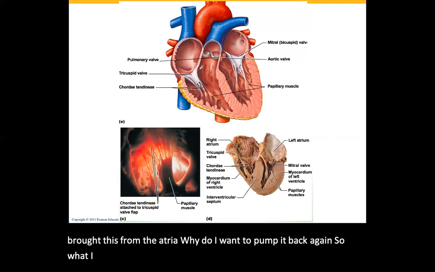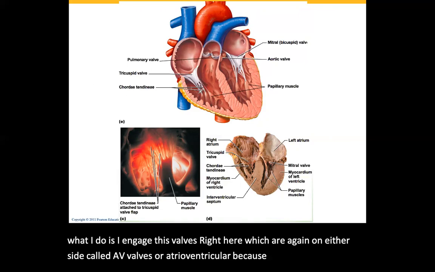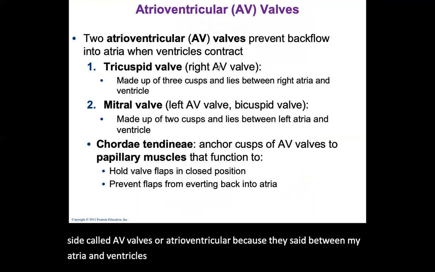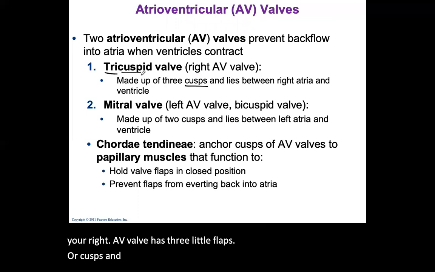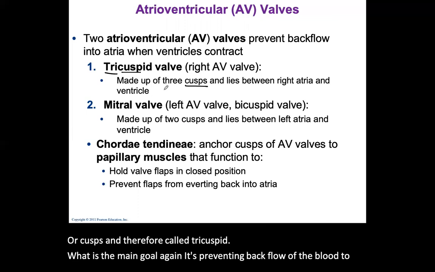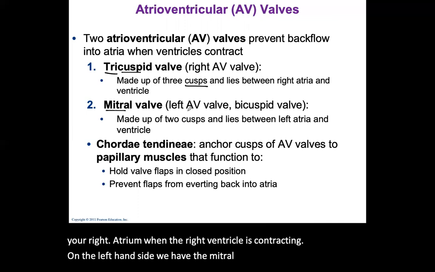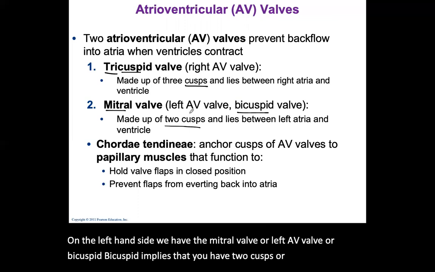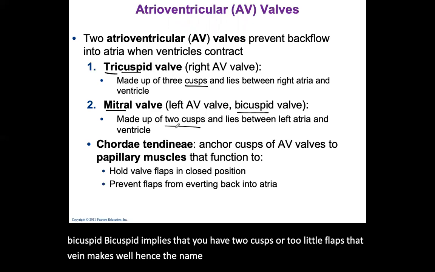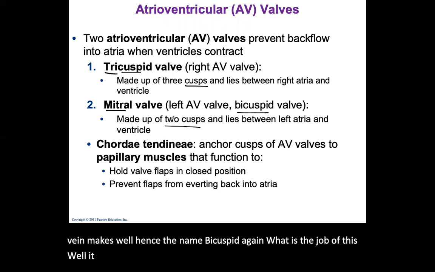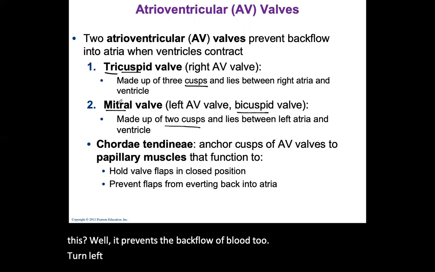So what I do is I engage these valves right here, which are on either side, called the AV valves or atrioventricular, because they sit between my atria and ventricles. The one that you see on the right-hand side, or your right AV valve, has 3 little flaps or cusps and is therefore called tricuspid. What is the main goal? Again, it's preventing backflow of the blood to your right atrium when the right ventricle is contracting. On the left-hand side, we have the mitral valve, or left AV valve, or bicuspid. Bicuspid implies that you have 2 cusps or 2 little flaps that make the valve, hence the name bicuspid. Again, what is the job of this valve? It prevents the backflow of blood to the left atrium when your left ventricle is contracting.